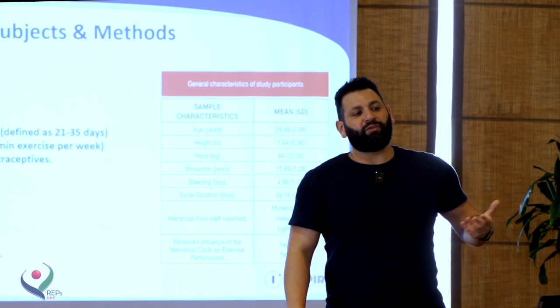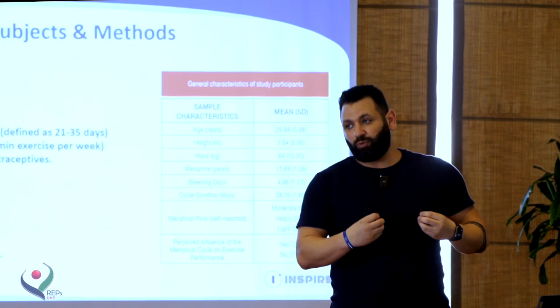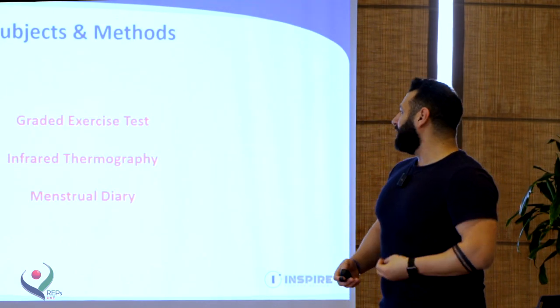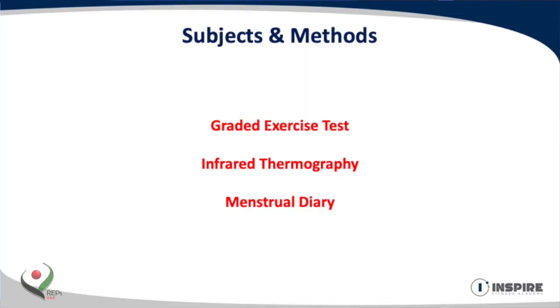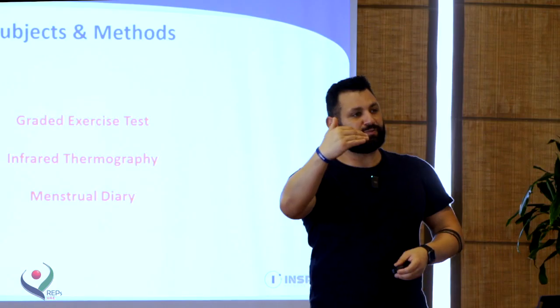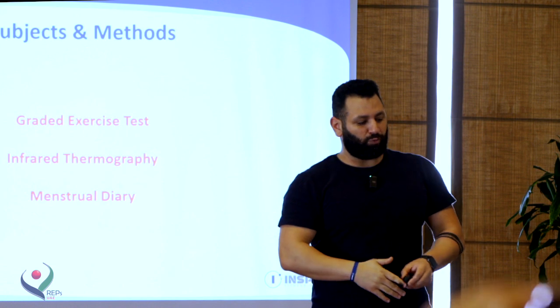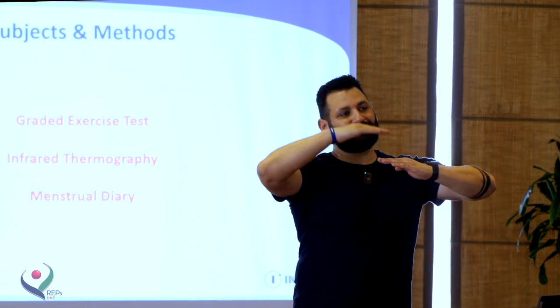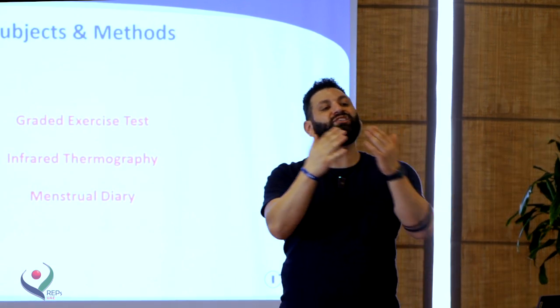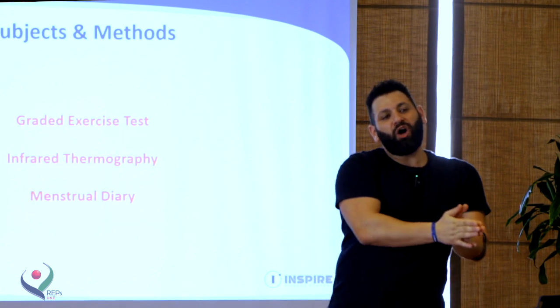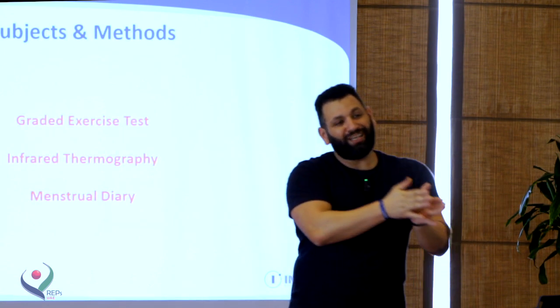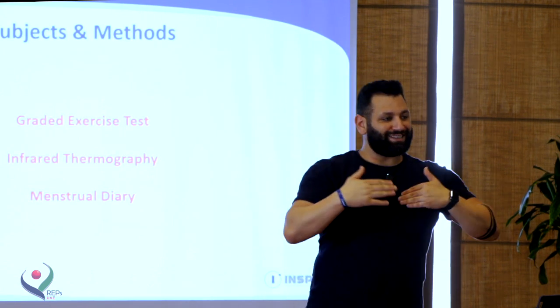What was the method? What were they measuring? Graded exercise test. So they have the woman on a treadmill, and they ask them to walk at a certain speed. Then every minute they increase the speed until they reach a point where they cannot continue anymore. So they measure this time. This is called time to exhaustion. So how long it took a woman to reach exhaustion during this test.